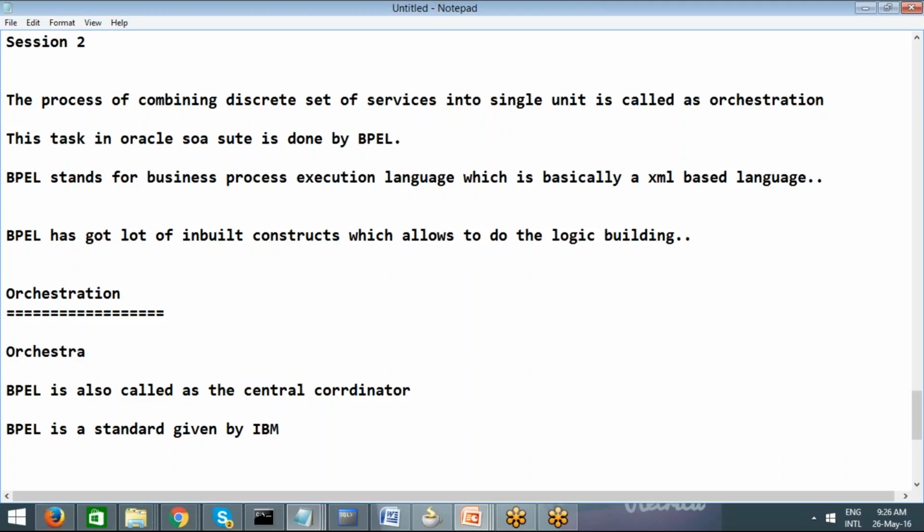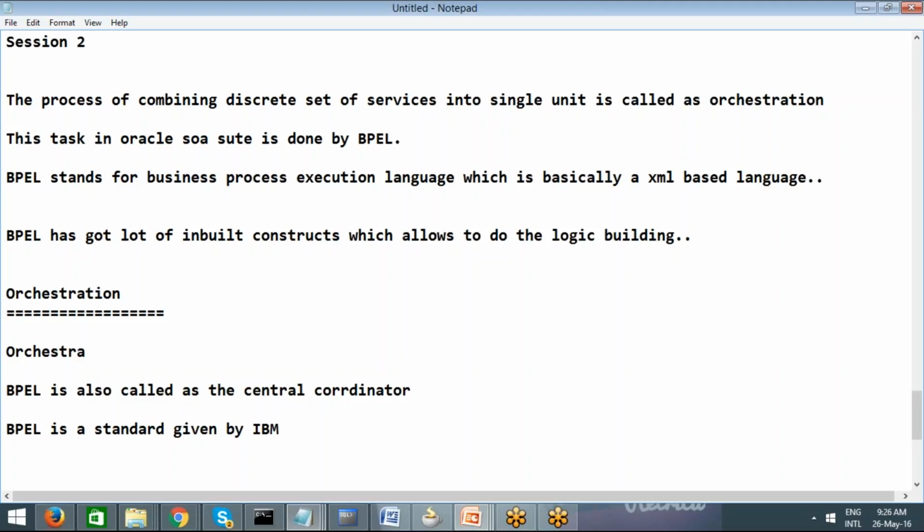Until and unless we project the systems as a web service, we cannot do the integration, because the baseline of your SOA is services and messages. Messages are the data which is exchanged among the services, and your services are nothing but web service components. So definitely you have to make sure that each system which you're trying to integrate using Oracle SOA Suite should project itself as a web service.